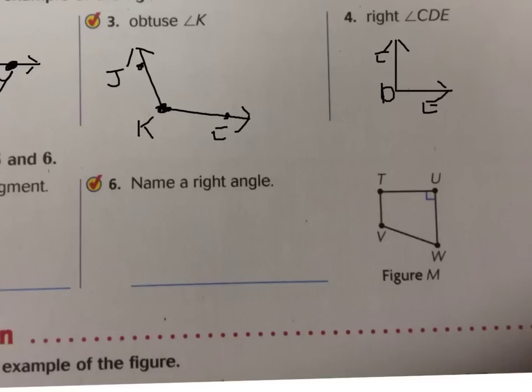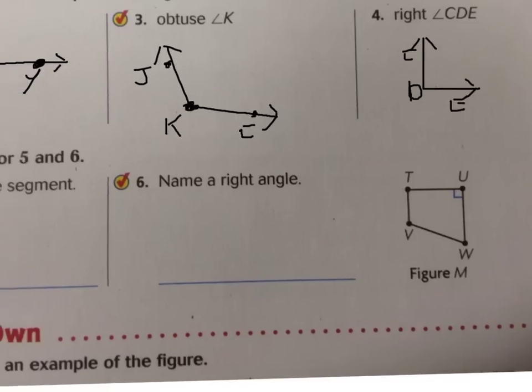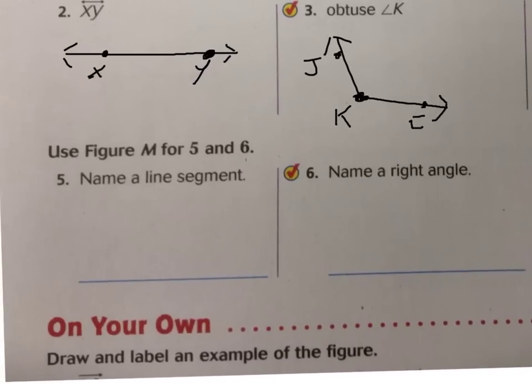So I will identify line segment VW by writing a V and a W and putting a line on top. No arrows. That is line segment VW.